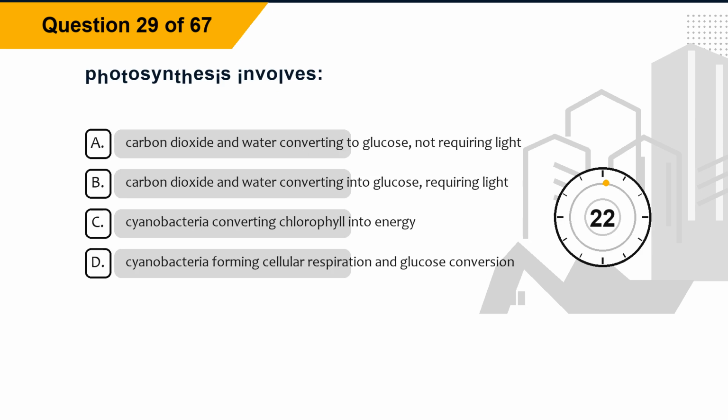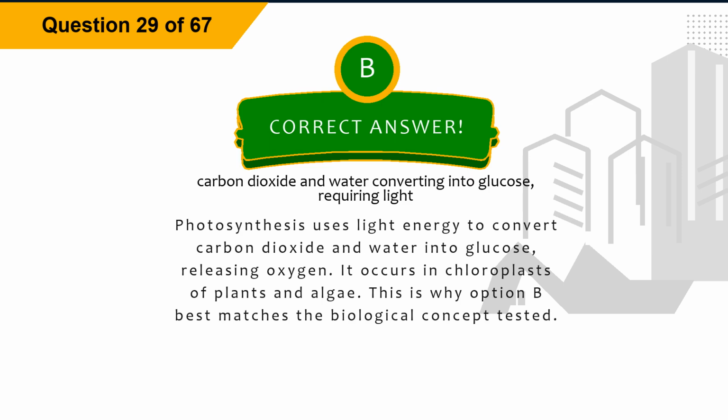Question 29. Photosynthesis involves option A, carbon dioxide and water converting to glucose, not requiring light. Option B, carbon dioxide and water converting into glucose, requiring light. Option C, cyanobacteria converting chlorophyll into energy. Option D, cyanobacteria forming cellular respiration and glucose conversion. The correct answer is option B, carbon dioxide and water converting into glucose, requiring light. Explanation. Photosynthesis uses light energy to convert carbon dioxide and water into glucose, releasing oxygen. It occurs in chloroplasts of plants and algae. This is why option B best matches the biological concept tested.